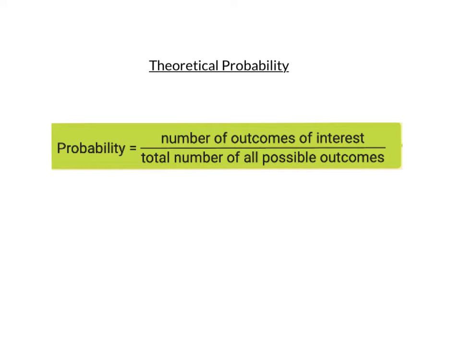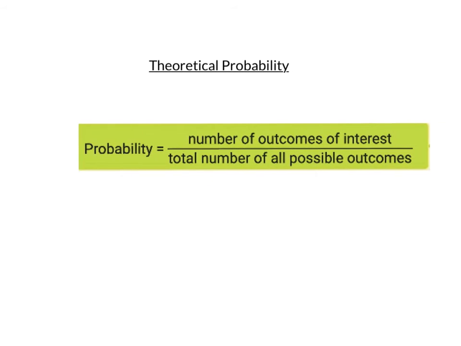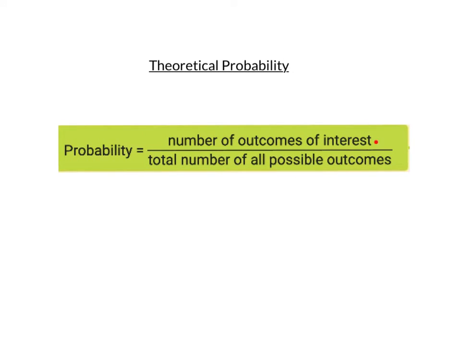So the final thing we'll look at here is the theoretical probability. So this is different from relative frequency. Relative frequency, we're doing it through experiment. In theoretical probability, we're just thinking about how likely something is before we carry out a trial. So for theoretical probability, what we're going to do is look at the number of outcomes that we're interested in, divided by the total number of all possible outcomes.